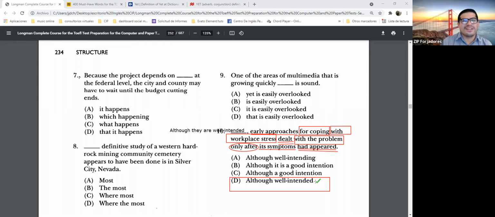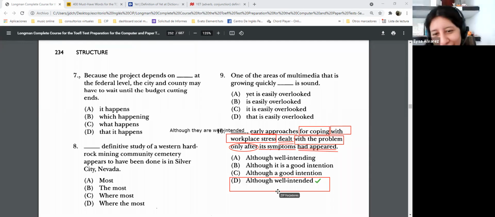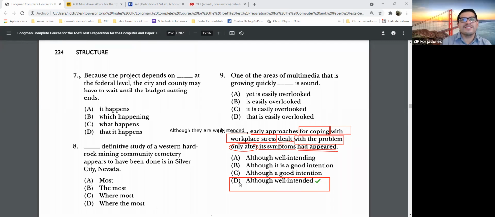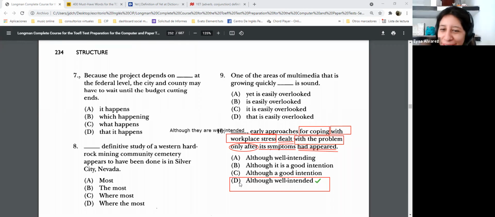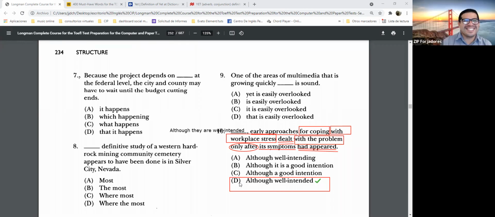Okay, so why couldn't it be letter B? Because we have the action and the subject in the sentence. And it cannot be the complete one. No, because we are talking about plural. Yes, very good. Excellent.